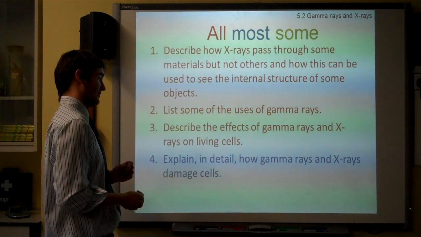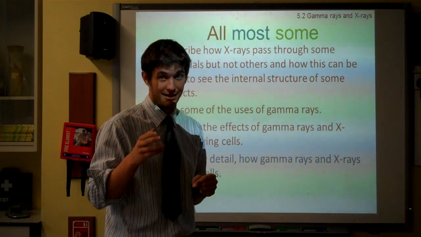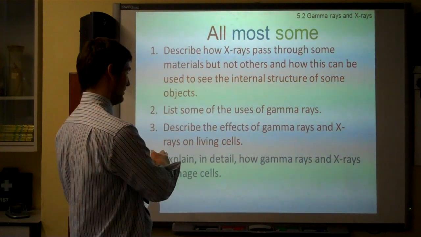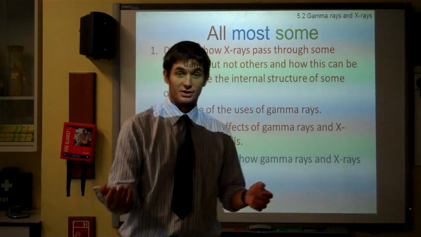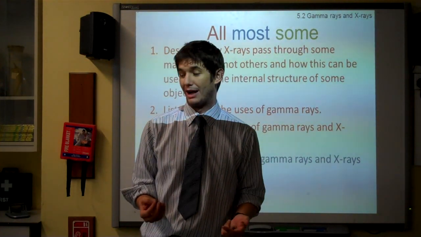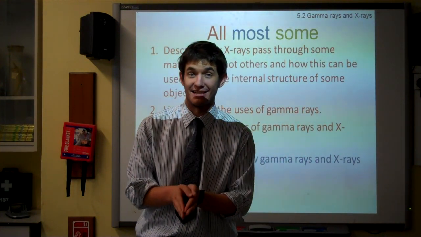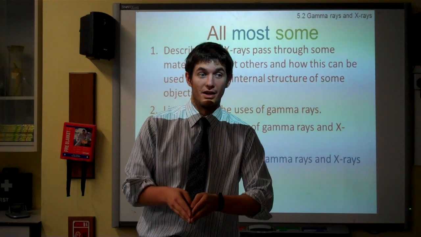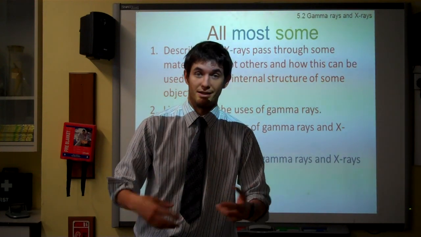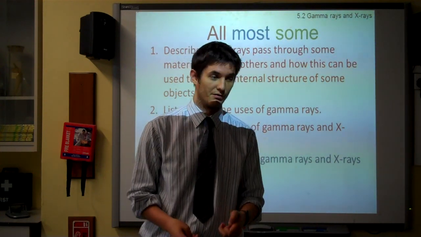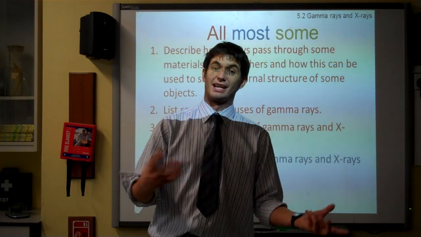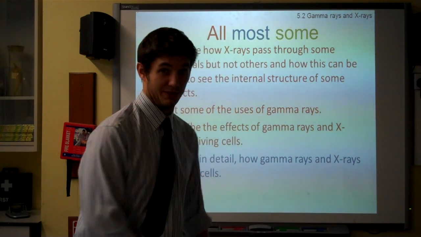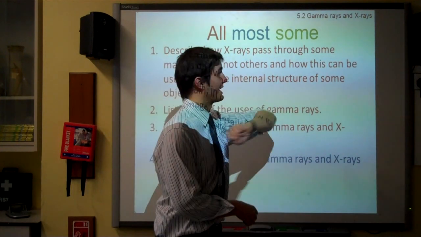Describe the effects of gamma rays and X-rays on living cells. It can cause cancer. Explain in detail how gamma rays and X-rays damage cells. So that's really what I've just been talking about, how it basically ionises the DNA, the genetic information that your body uses to copy its cells, to reproduce cells, and it goes wrong basically, and you get cancer. So that's everything you need to know for gamma rays and X-rays.